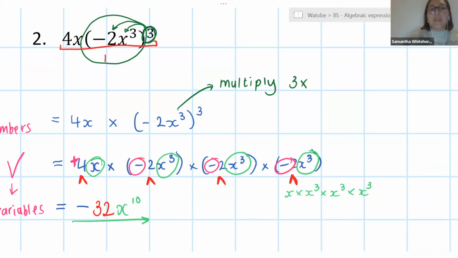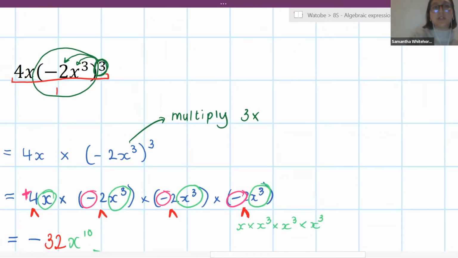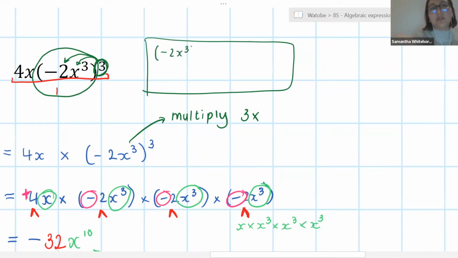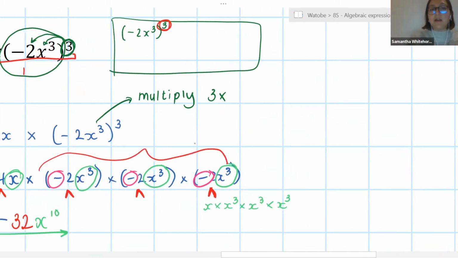Okay, so essentially what's happening here, and I'm just going to separate this out and look at that. What I have is the -2x cubed being cubed. What that's saying is that everything inside the bracket is being affected by this exponent outside the bracket. So everything in the bracket must be multiplied 3 times, which is why when I expanded it over here, I've got 3 of the same bracket, because that's what my exponent is telling me to do. Because that exponent is outside the bracket, everything inside the bracket has to be affected by it.